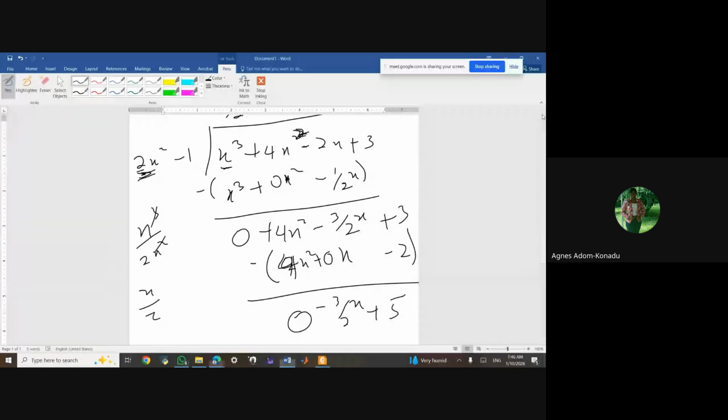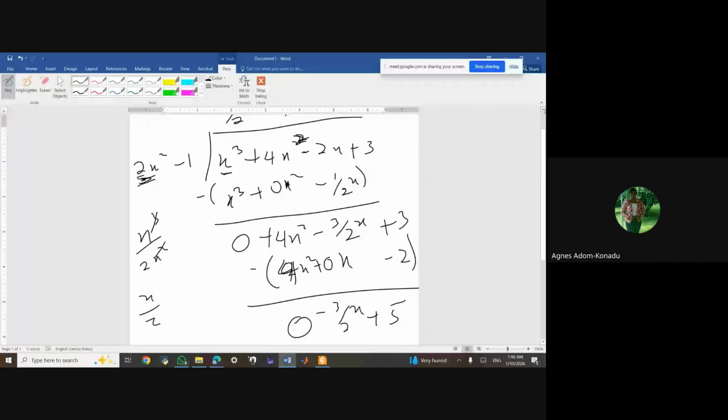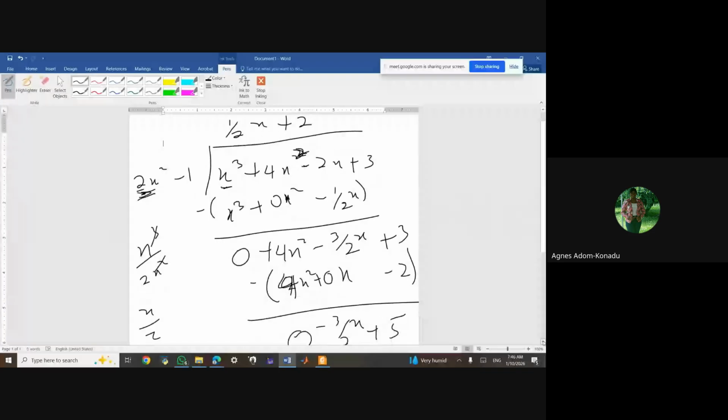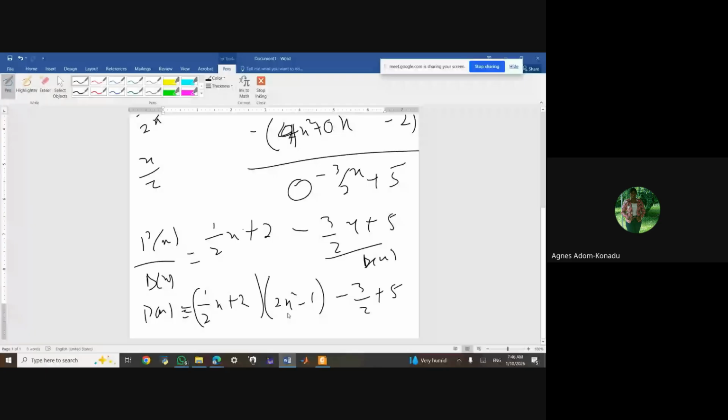The one up here is called the quotient. This is called the divisor. And what is remaining is what I call the remainder. So from the theory, I say that P of x divided by D of x is equal to the quotient minus the remainder divided by the divisor. Or in other words, I will write P of x is equal to my quotient times the divisor minus my remainder. So that is it.